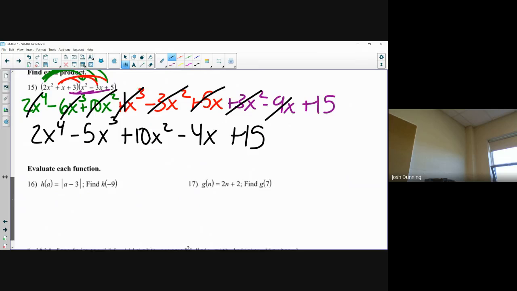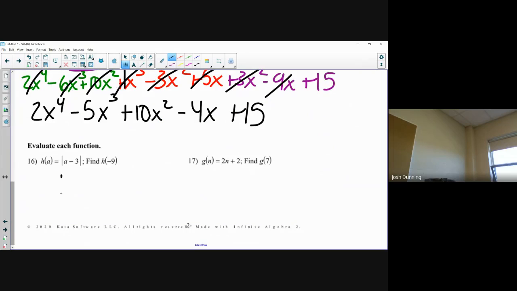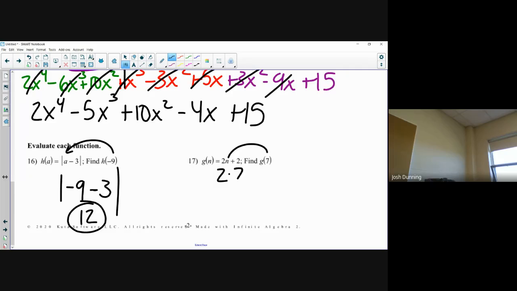Evaluate each of those functions. So all we do is substitute the number in. Those bars mean absolute value. So first off, -9 minus 3 is -12. The absolute value of -12 is 12. 17, plug the 7 in. You can just type that in, or if you do PEMDAS, you got to multiply, or you add 14 plus 2, 16.